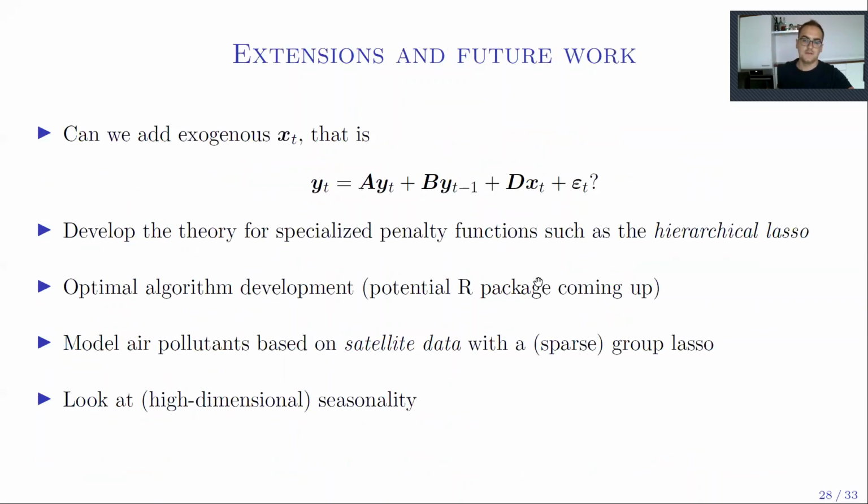So finally, some extensions that we are going to consider. Hopefully at some point we can allow exogenous variables in the system as well. We will look at different specialized penalty functions, such as the hierarchical LASSO. We're thinking to make an R package out of this. And furthermore, we will consider different kinds of air pollutants in different cities based on satellite data. And we want to account for seasonality as well.